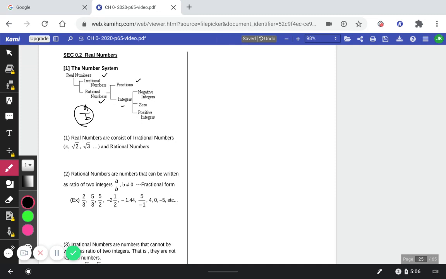and we talked about the fractions in a previous video. Now we're going to talk about the integers. For integers, we have positive integers, 0, and negative integers. So 0 does not have any sign, but positive and negative contain the signs.